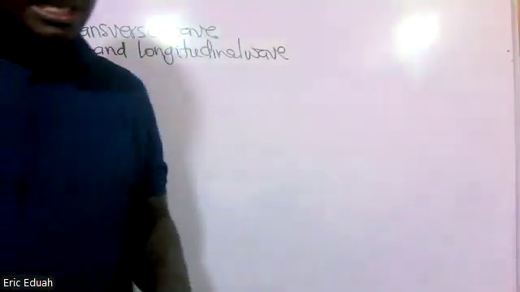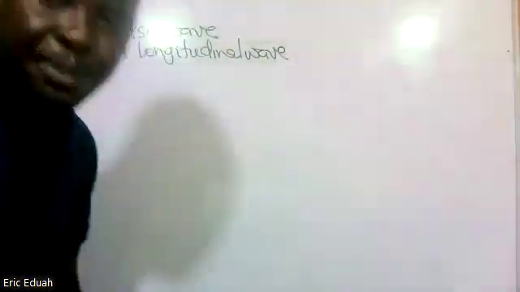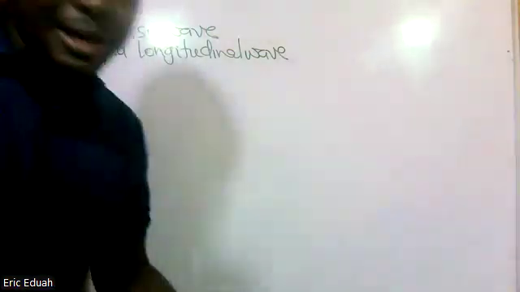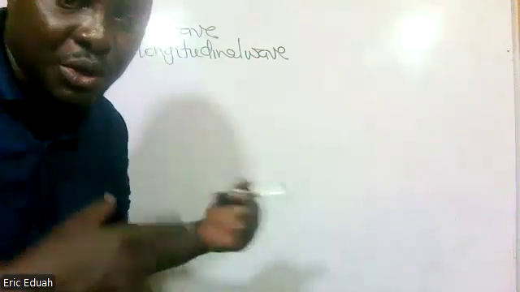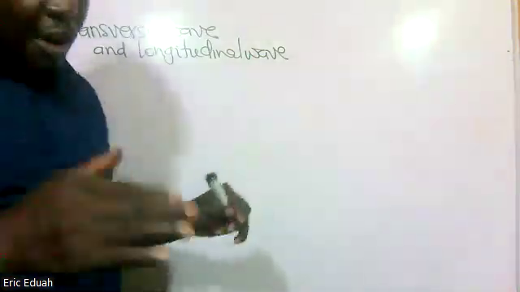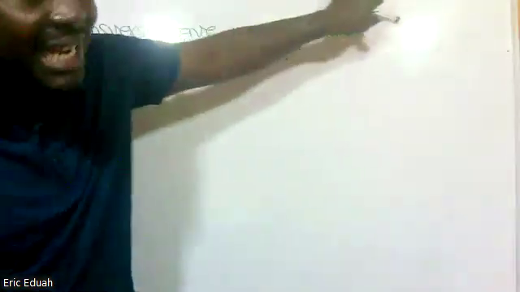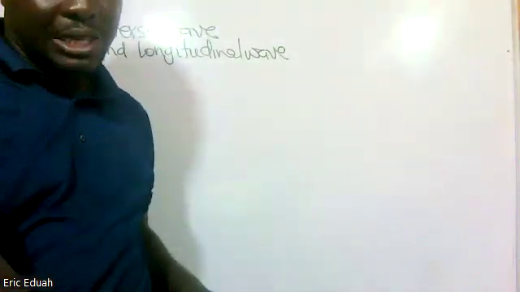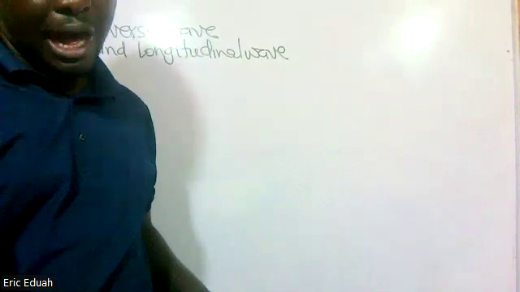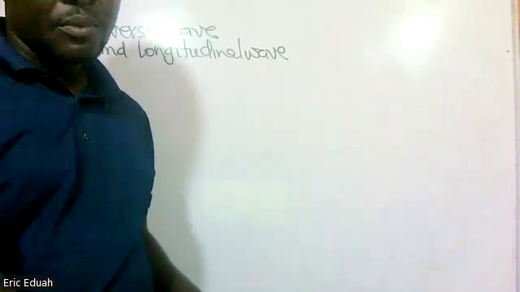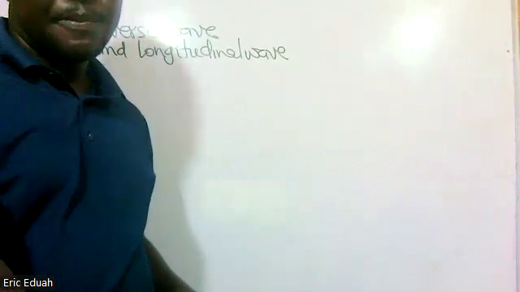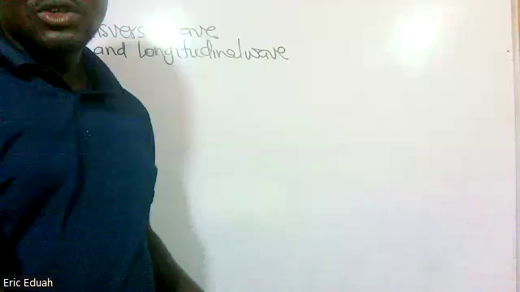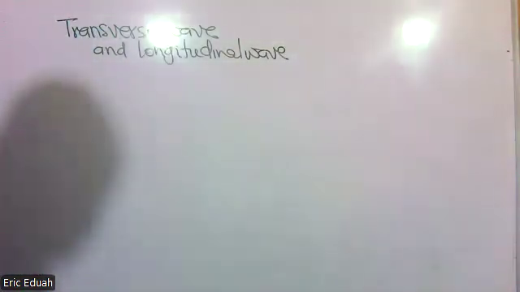Please, the classifications are not types of waves. The types or examples are what I gave you: sound wave, ocean wave, water wave, and those other examples. For mechanical waves, we are only classifying the examples based on certain common features they all have. So don't see that as an example. All right, so what is transverse wave?